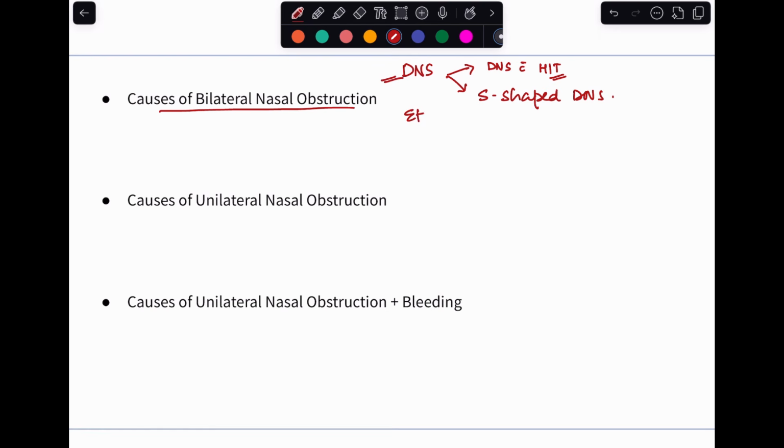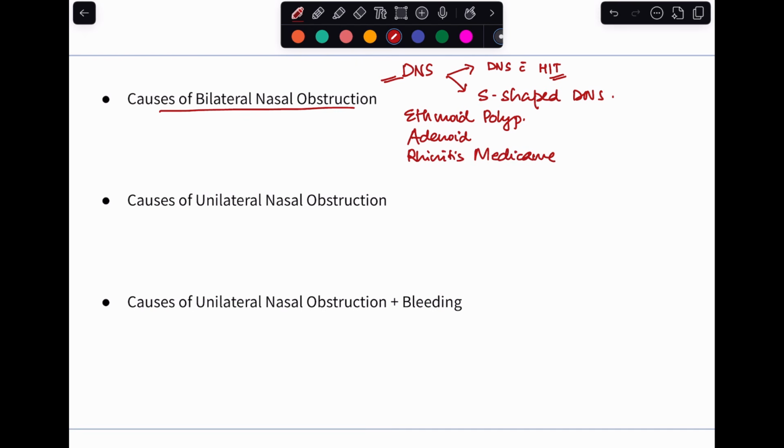Then we have a very common cause, which is the ethmoidal polyp. The other polyp that we know, antrochoanal polyp, typically gives a unilateral nasal obstruction. Then another common cause which we see in children would be adenoid hypertrophy. Then we have a condition which is known as rhinitis medicamentosa.